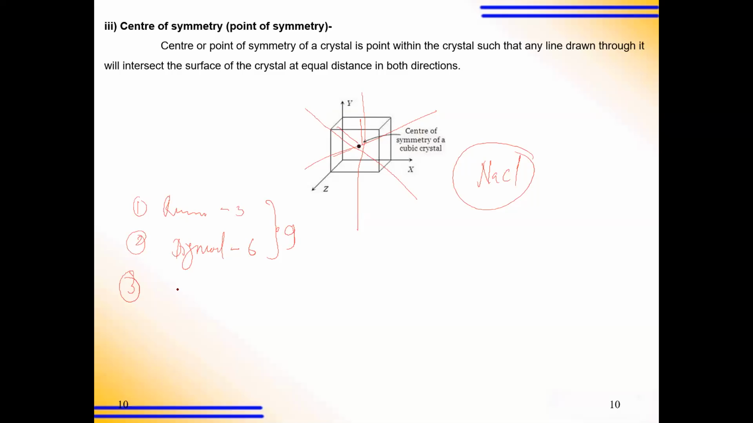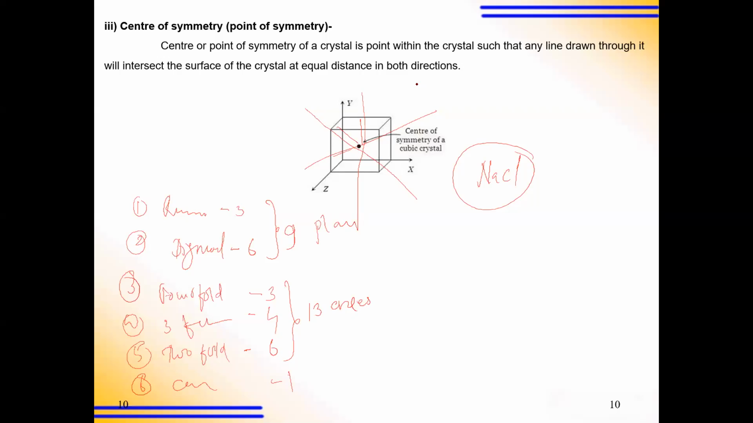Then axes of symmetry. So four-fold, how many will there be? 3. Three-fold, that is again 4. Then two-fold, how many will there be? It is 6. So this is a total of 13 axes of symmetry, 9 planes of symmetry, 13 axes of symmetry, and 1, that is the center of symmetry, it is always 1. So it is always 1.